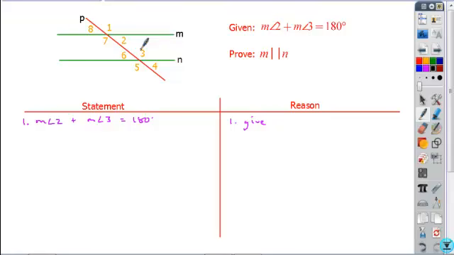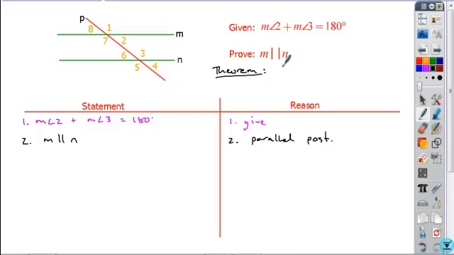Parallel postulate. So what the parallel postulate says is if 2 and 3 do add up to 180, those lines never converge, which means, what do you know about those lines? They're parallel. So by the parallel postulate, that alone is all it takes to demonstrate that if same side interior angles are supplementary, then we know the lines are parallel. So this is a new theorem. We can add it to what can be used now in any future proofs.